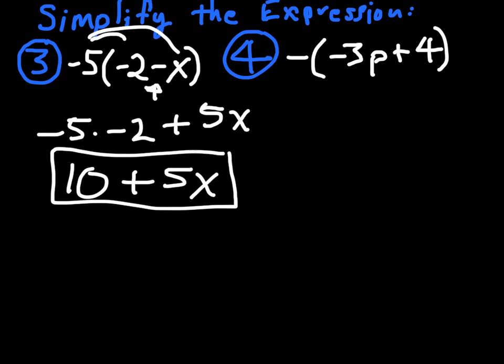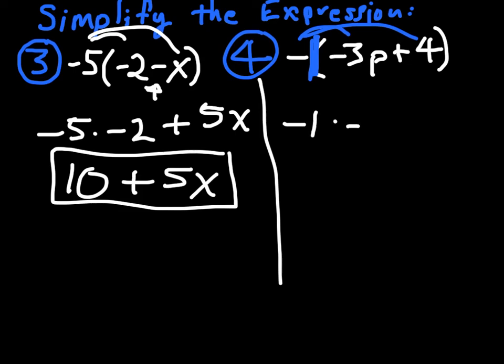And then number 4, we have negative times the quantity negative 3p plus 4. This one looks a little funny, doesn't it? Well, this negative, we can actually think of that as a negative 1, so think about putting a 1 right there. And then if we distribute that negative 1, we have negative 1 times negative 3p plus negative 1 times 4.